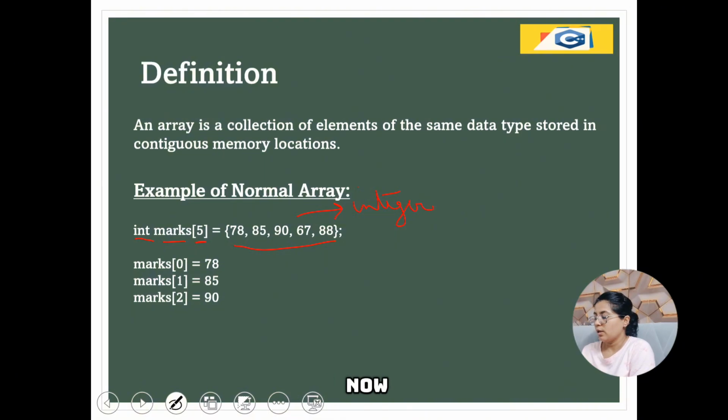Now, if I want to access the first element, I can write this. Marks 0 means it will give you the first element. Marks 1, it will give you the second element. Marks 2, it will give you the third element. So the values written inside the square brackets are nothing but the index values of the array: 0, 1, 2, 3 and 4.